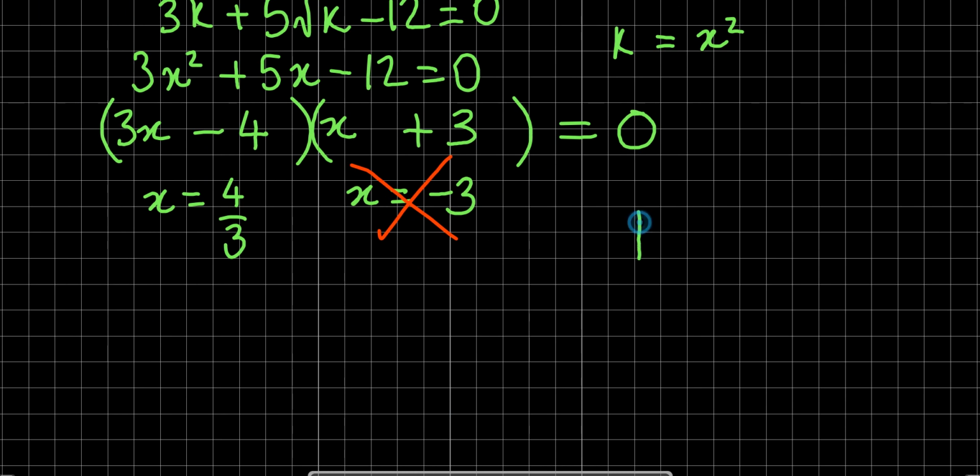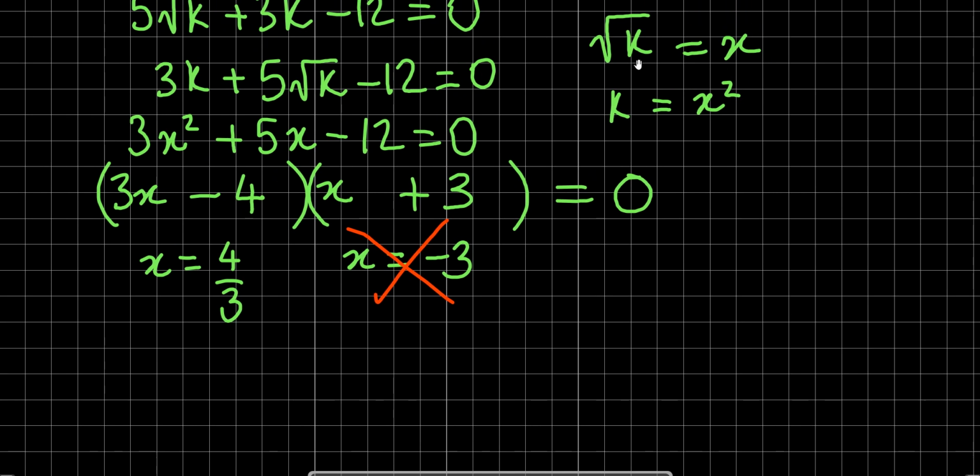Remember our k is x squared. Our x from earlier on is square root of k. So we'll put the square root of k back on there. So that's 4/3, so we're going to square both sides. So k is going to be 4 squared, which is 16, over 3 squared, which is 9. So that's the answer for k. So k is 16/9.